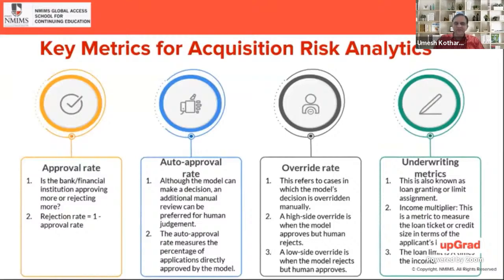So what are the metrics that you want to put in place as a part of your risk analytics framework? You have an approval rate, which is very important. Approval rate is, suppose there are 100 applications that have come in, you've approved 10 of them and therefore 10%. You've approved 50 of them and therefore 50%.